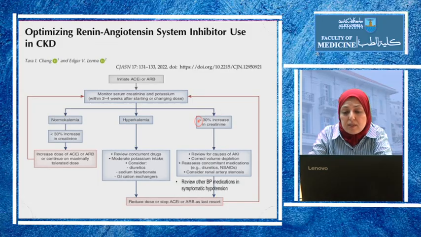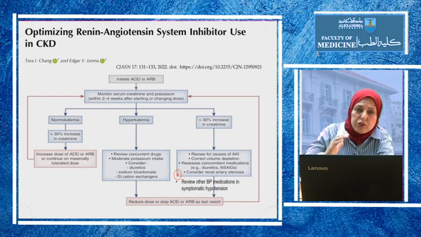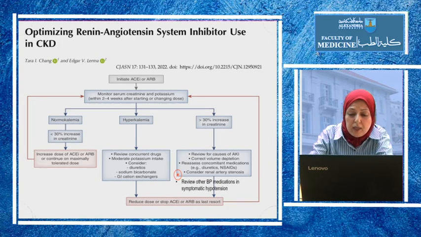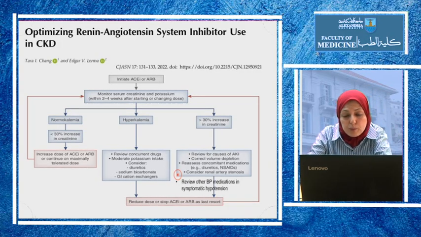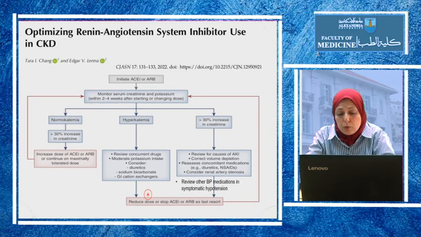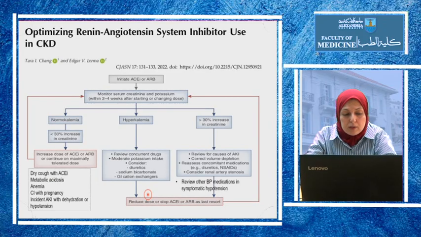Also, if there is an increase in creatinine by more than 30%, we should review other causes of AKI and correct any volume depletion. Review blood pressure medications, and if the patient has become hypotensive, reduce other antihypertensives that have no benefit to the kidney. Reassess concomitant medication, so if he's on diuretics, especially potassium-sparing diuretics, or non-steroidals, consider that the patient may have renal artery stenosis, and again, if there is still an increase, then we should stop or reduce the dose of ACE inhibitors or ARBs.